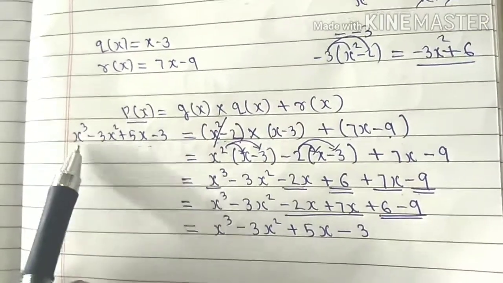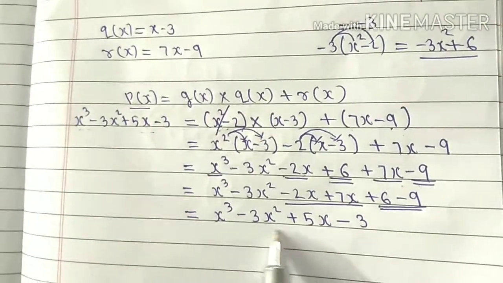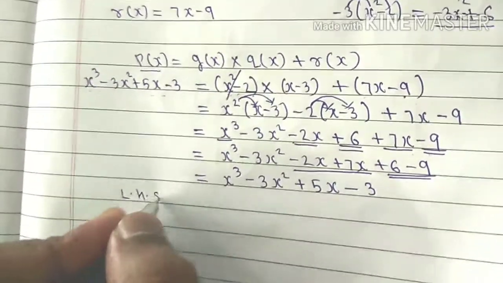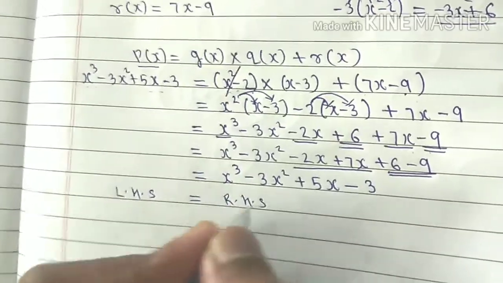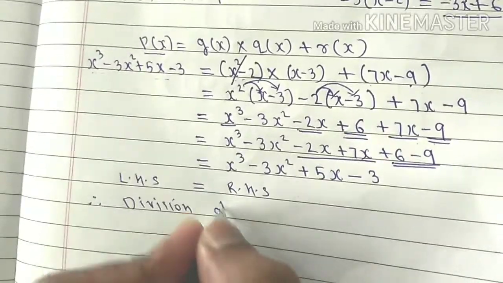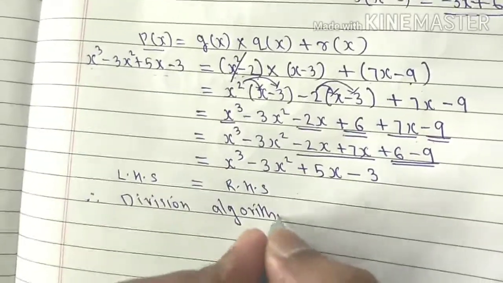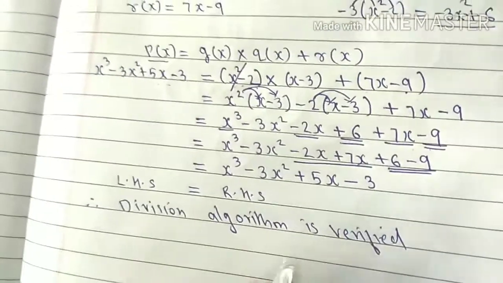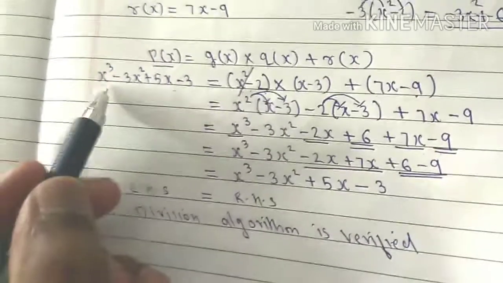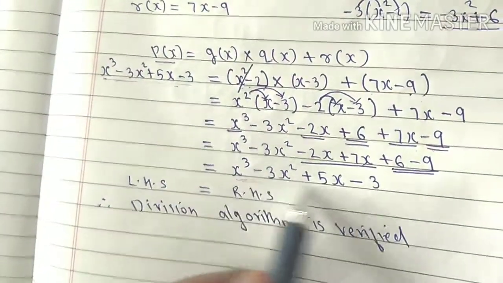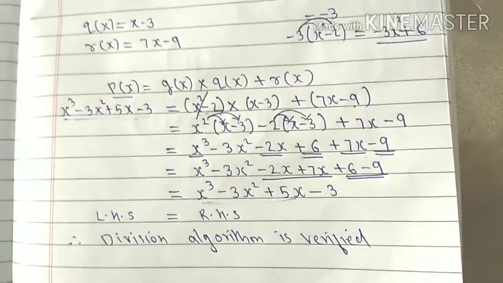Let's compare the left hand side and right hand side of my equation. As you can see, the left hand side is equal to the right hand side. So we can write left hand side is equal to right hand side. Therefore, division algorithm is verified. And when you say that it is verified, the polynomial in the left hand side and the right hand side should be equal. I hope the concept was quite clear.